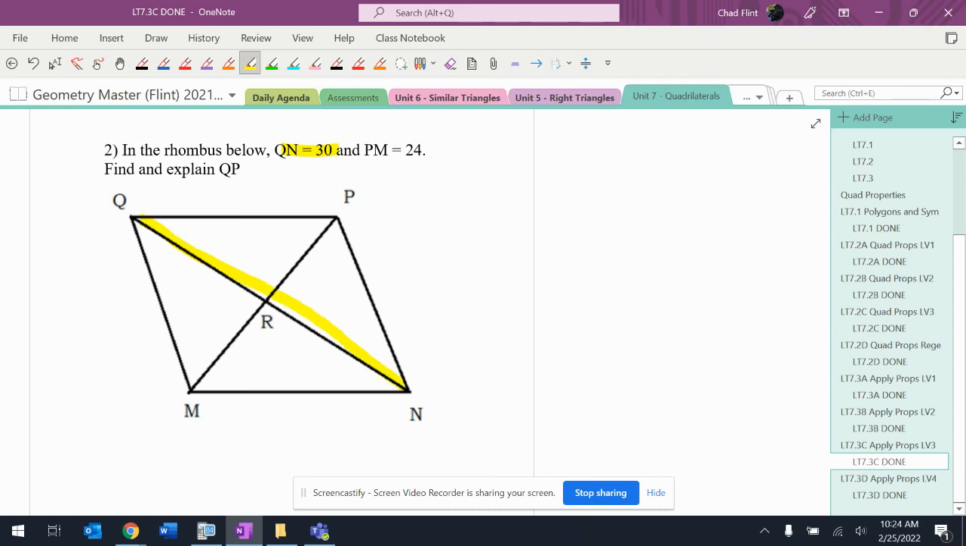All right, so QN is 30 and PM is 24. Find and explain QP. So this is the Regents exam's favorite question to ask lately. Take a rhombus, give you the diagonals, and ask you about one of the sides or the perimeter or something. If there's one question that you want to make sure you know how to do with these numbers, it's this one.